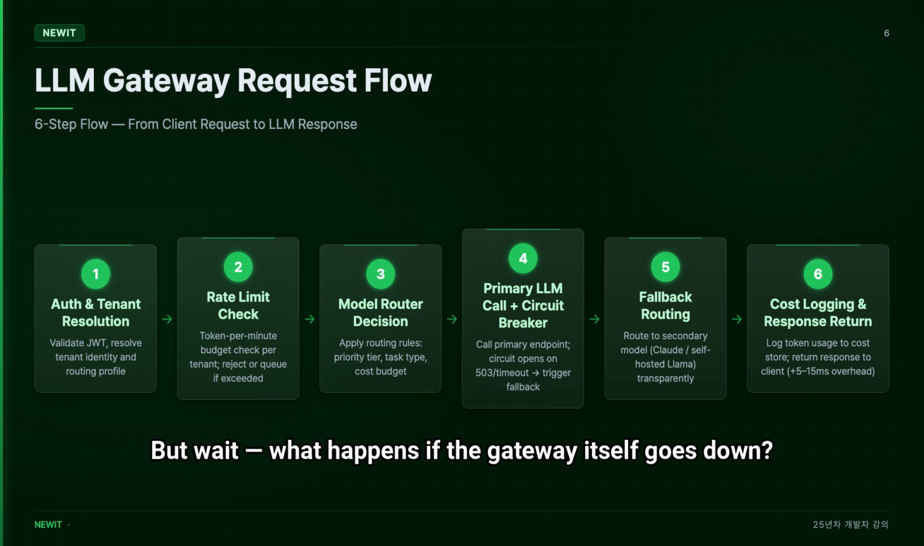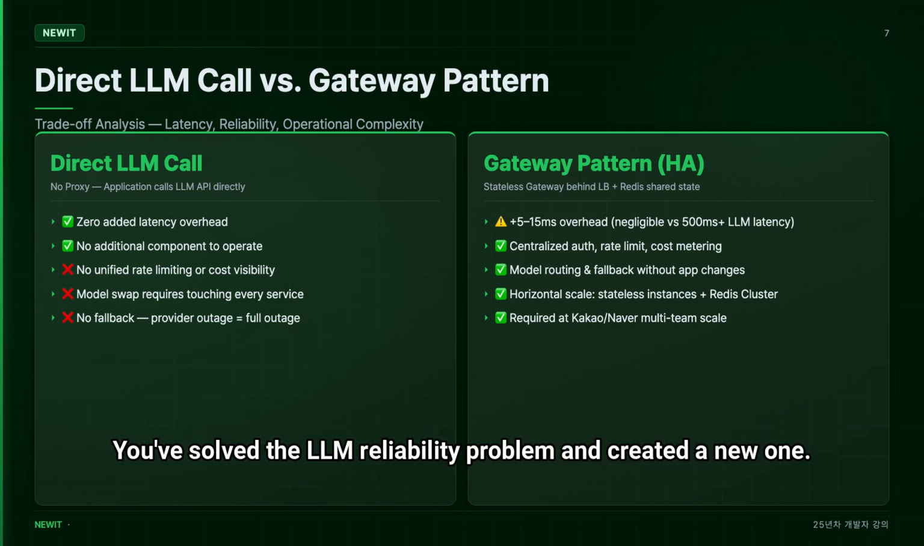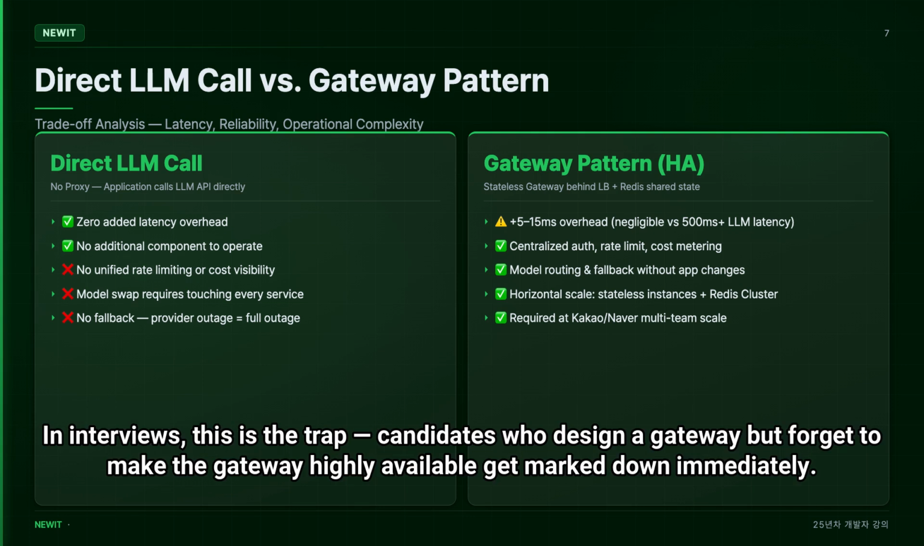But wait, what happens if the gateway itself goes down? Here's the uncomfortable truth that most architecture guides skip. The gateway itself can become your single point of failure. You've solved the LLM reliability problem and created a new one. In interviews, this is the trap. Candidates who design a gateway and forget to make the gateway highly available get marked down immediately.